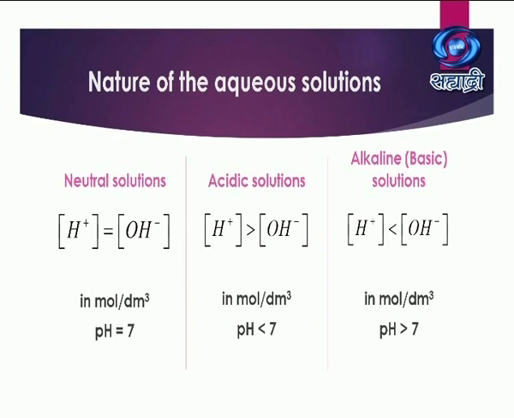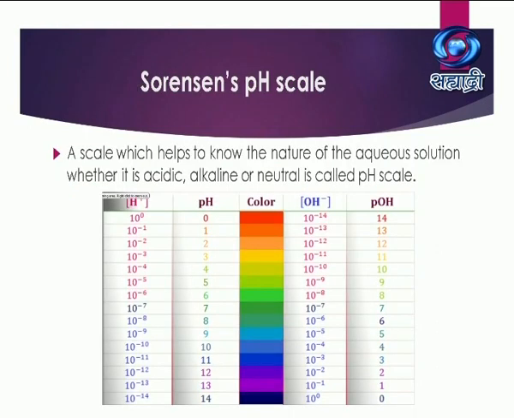So for neutral solutions, H plus ion concentration is equal to OH minus ion concentration in moles per dm cube. So pH is exactly 7. For acidic solution, H plus ion concentration is greater than OH minus ion concentration in moles per liter. So pH is less than 7. And for alkaline solutions, OH minus ion concentration is greater than H plus ion concentration in moles per liter. So pH is greater than 7.